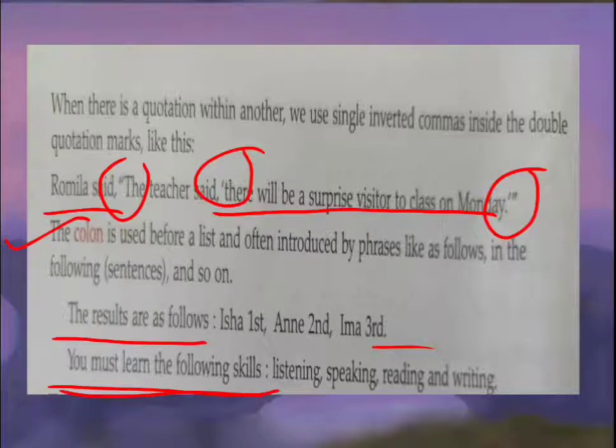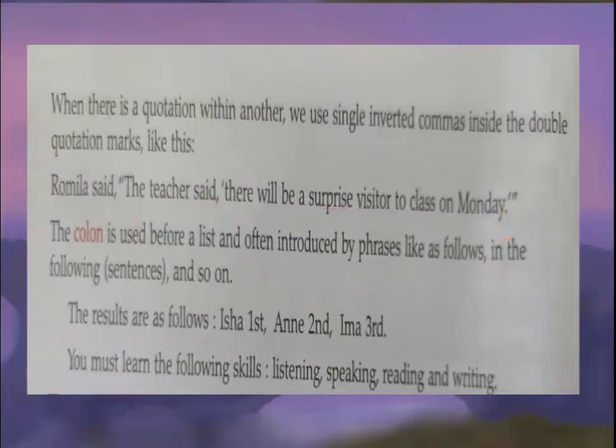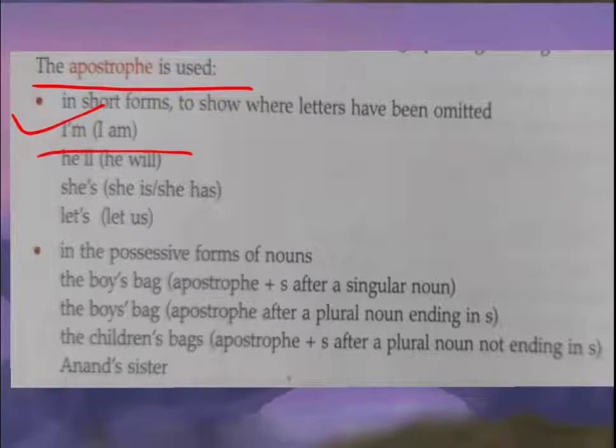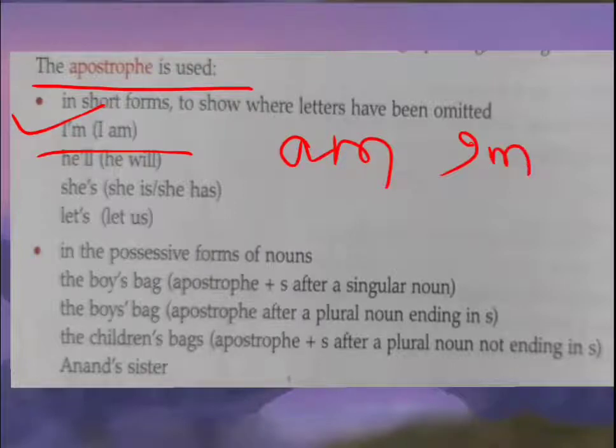So that is how to use the colon, I hope that is clear. Now the apostrophe is used in short forms to show where letters have been omitted. When some letters are removed, we use an apostrophe. I am: here the A is omitted in "am", so before it we put an apostrophe, and then write 'am.